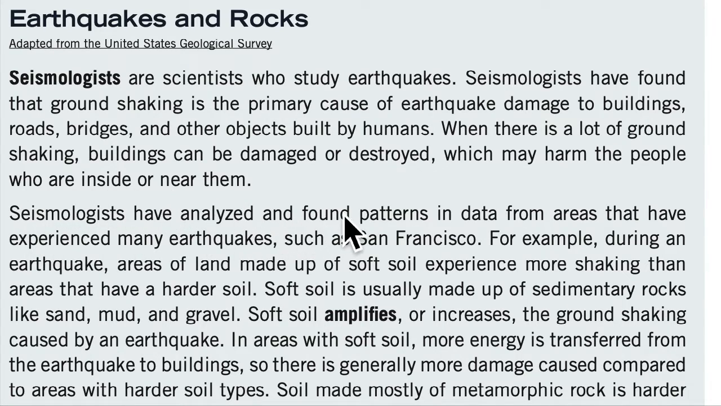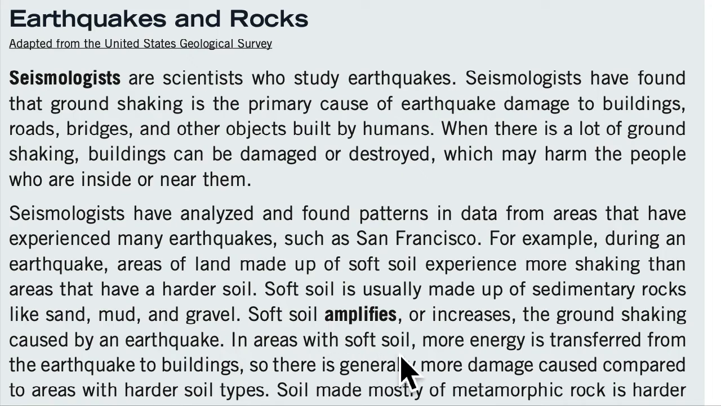Seismologists have analyzed and found patterns in data from areas that have experienced many earthquakes, such as San Francisco. For example, during an earthquake, areas of land made up of soft soil experience more shaking than areas that have a harder soil. Soft soil is usually made up of sedimentary rocks like sand, mud, and gravel. Soft soil amplifies, or increases, the ground shaking caused by earthquake.